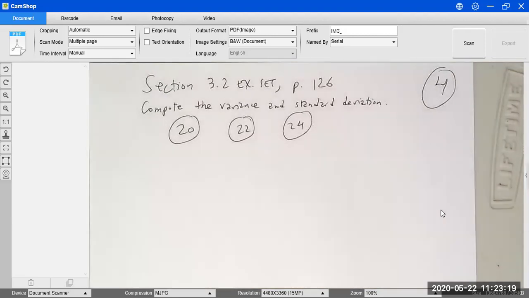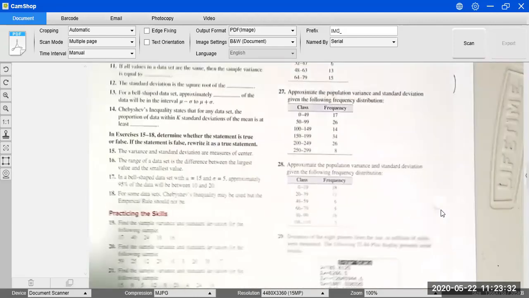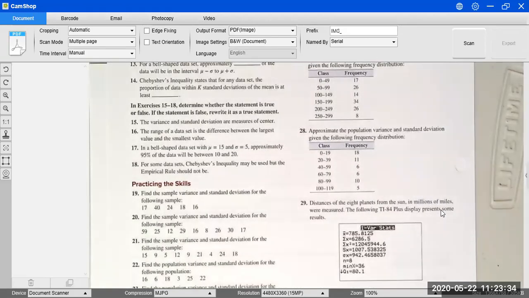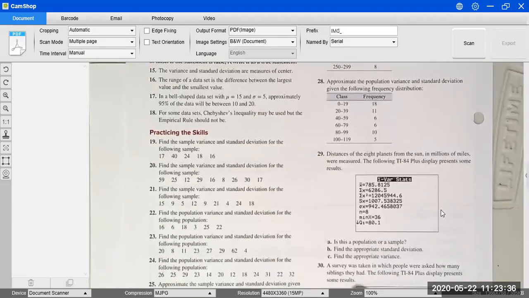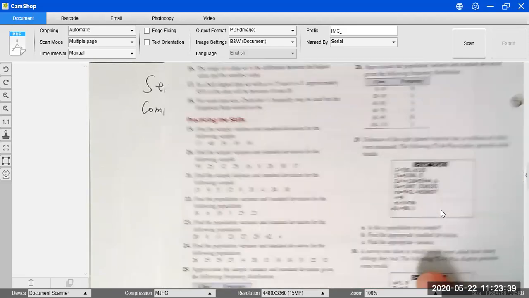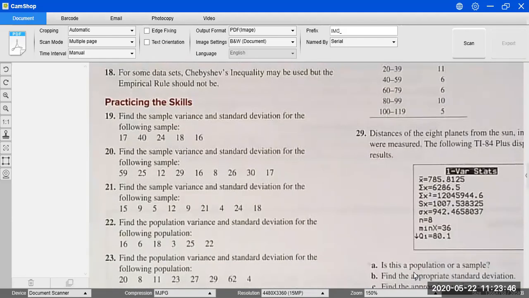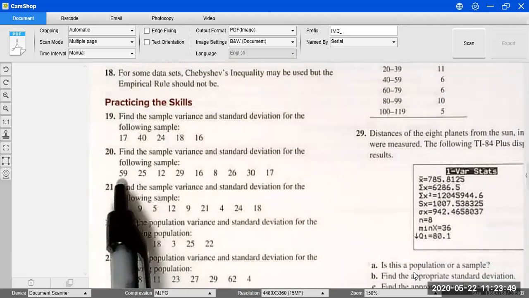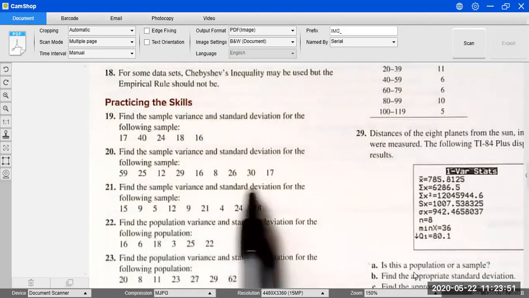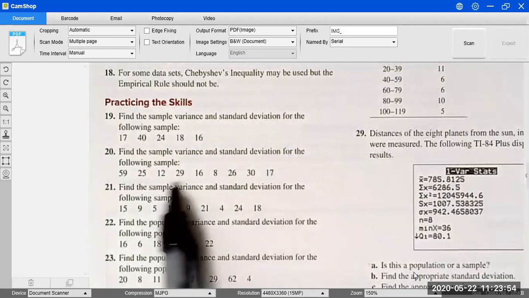Let me show you the problems, and then you're going to have a break for you to solve those problems. This is on page 126. So I have here page 126. So 20, 22, and 24. You have those problems here. First, 20 is just this data set, starting at 59 and ending at 17. So you have this data set.